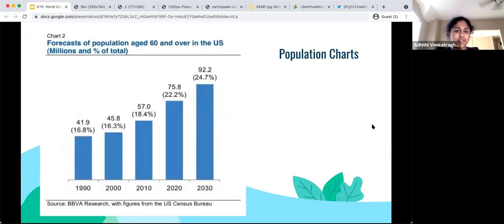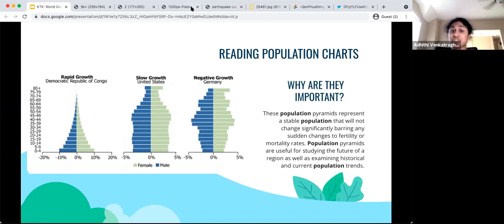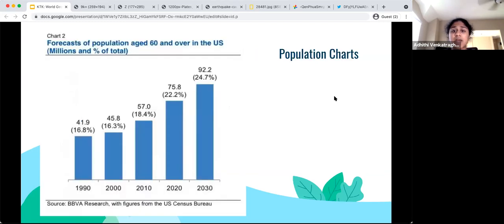Let's move on. This is another population chart, forecasted population age 60 and over in the US. Keep in mind the one in this slide is the one you're likely going to be seeing on a test or a quiz in your world geography class. But this one is also a good representation of the different types of people living in the US and the predictions that you can make from learning about population.